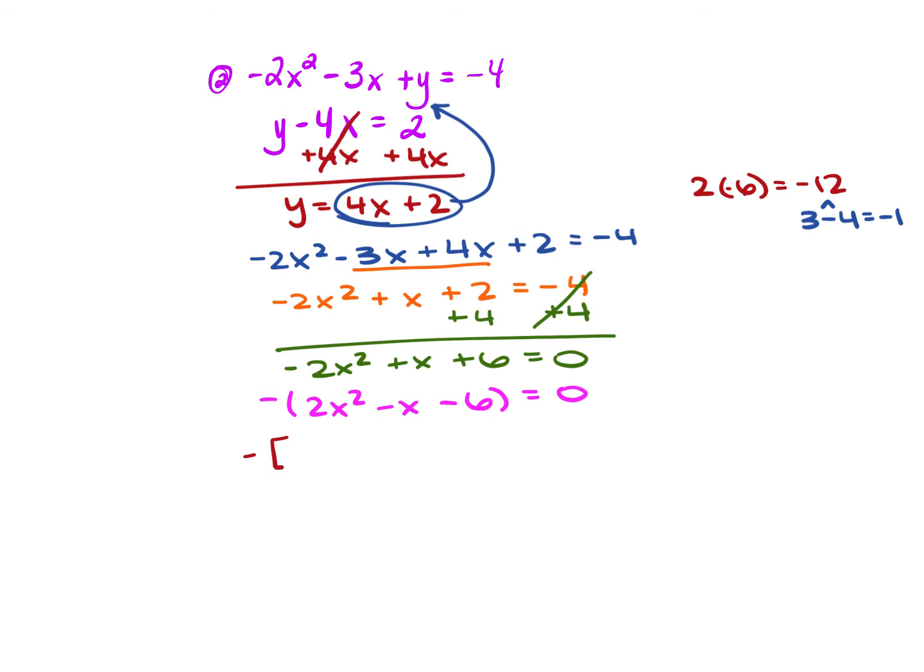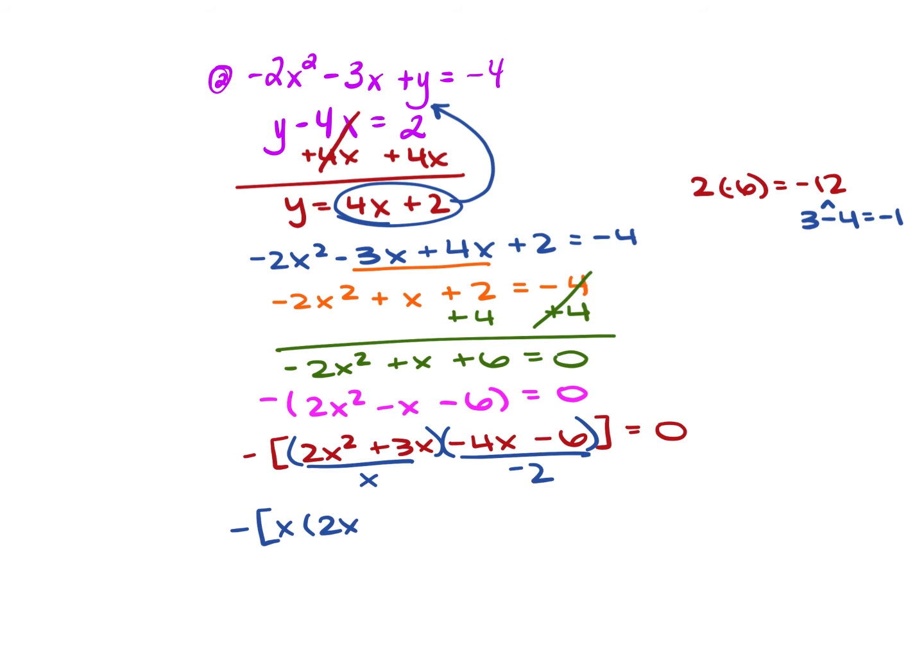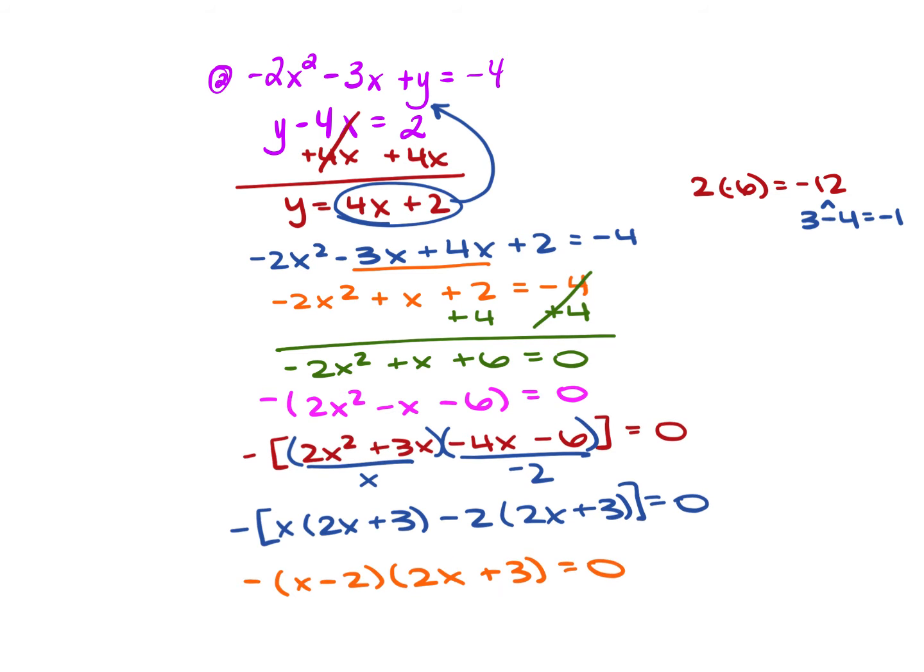So this is going to be the opposite of 2x squared plus 3x minus 4x minus 6 is equal to 0. We're going to factor by grouping. Factor out an x from the first two, factor out a negative 2 from the second. This leaves us with the opposite of x times 2x plus 3 minus 2 times 2x plus 3 is equal to 0. From here, we're going to have the opposite of x minus 2 times 2x plus 3 is equal to 0.